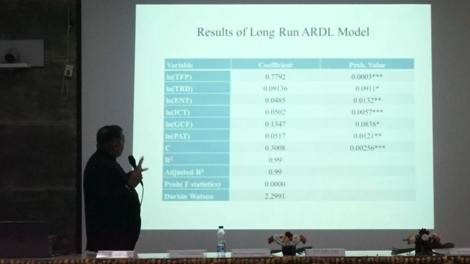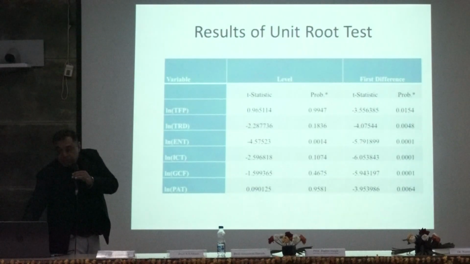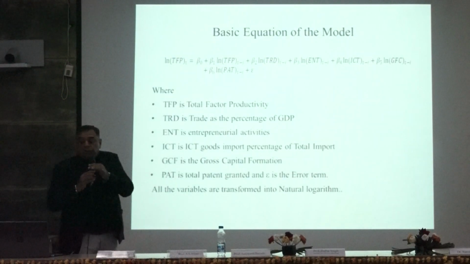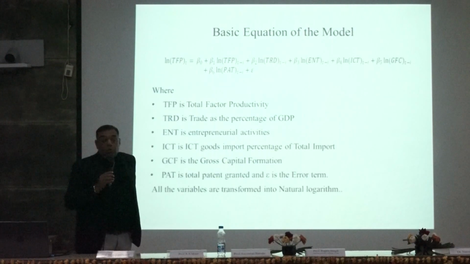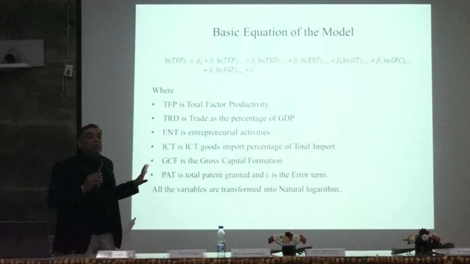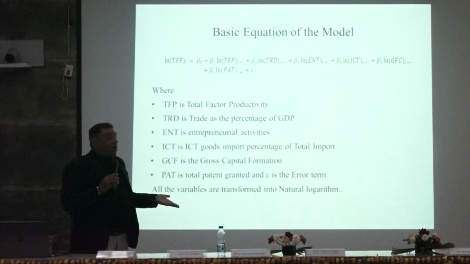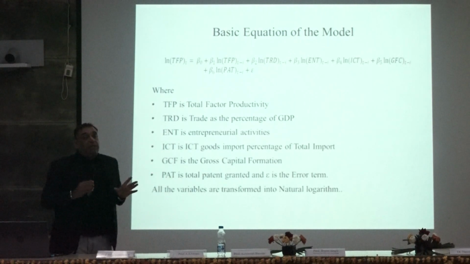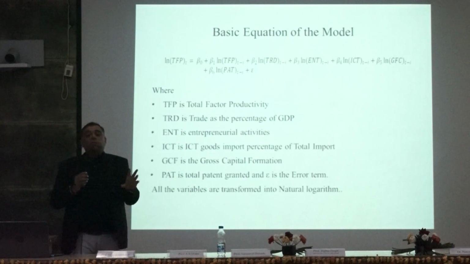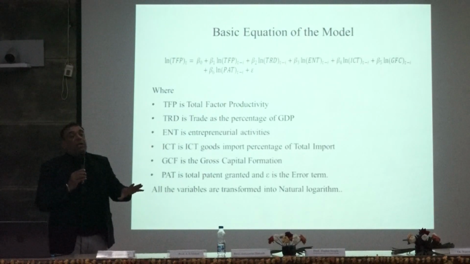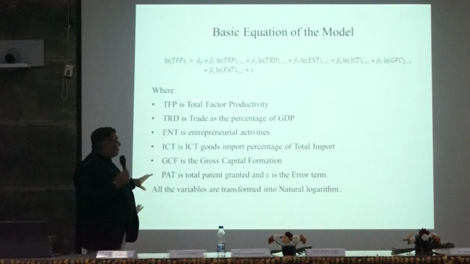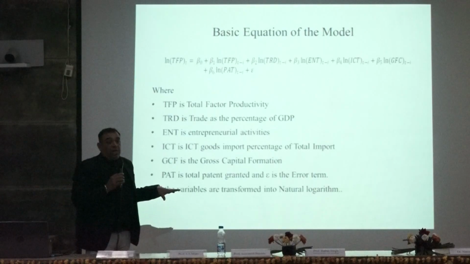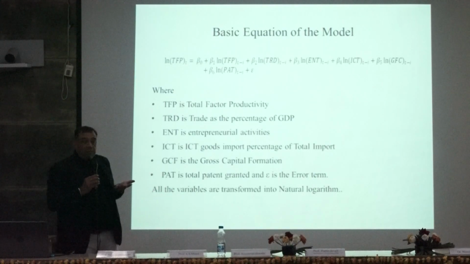So all the factors that we have taken, the entrepreneurial activities, the ICT goods imports as a percentage of total imports, gross capital formation, and patents, are contributing positively toward total factor productivity. That means we need to think at the policy level. If you are making policy, you should not focus only on labor or on one or two aspects, but consider many things, if at the aggregate level you want to increase aggregate output.